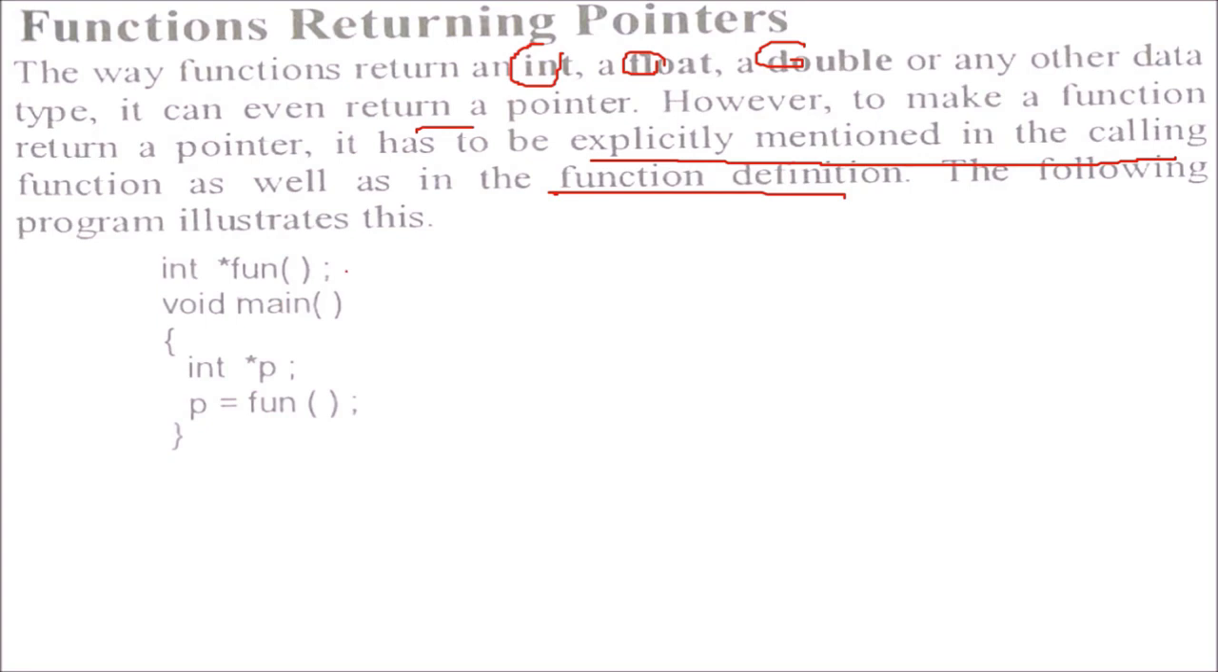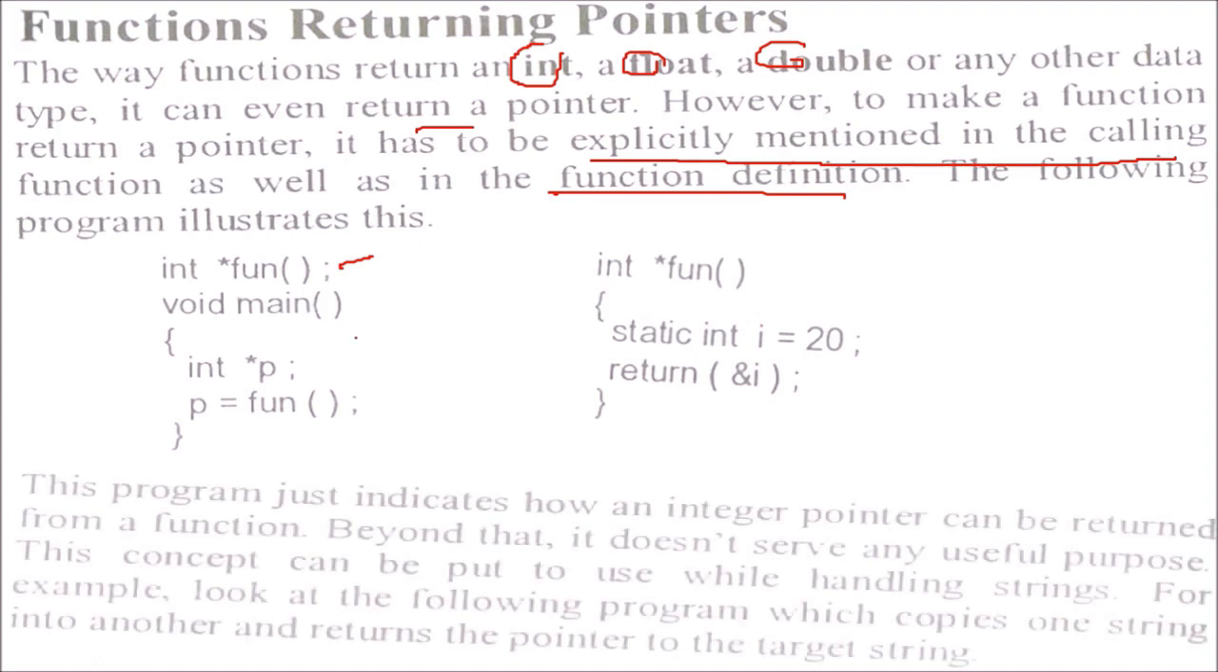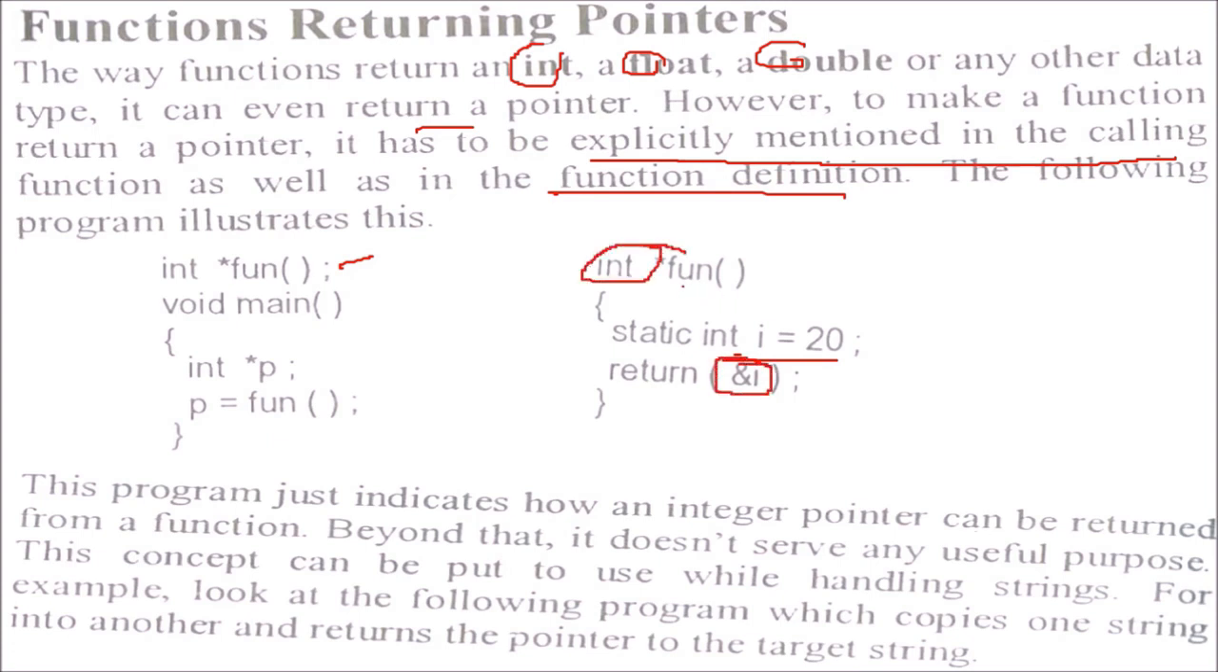Let us see a very short program. We have some declaration like this, and this function has some declaration like this. This program indicates how an integer pointer can be returned from a function. This is just an integer value, and we are trying to return the address, and this is the integer pointer. The concept can be put to use while handling strings. If you want to copy one string to another, it returns the pointer to the target string. We can also use that. So in this, we have a main, and we have a function. Now this function is returning the address, and when it is returning the address or a pointer, we have to take it in a pointer.